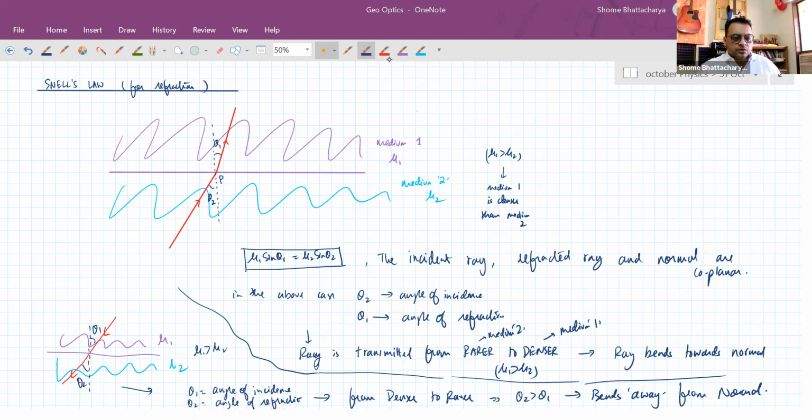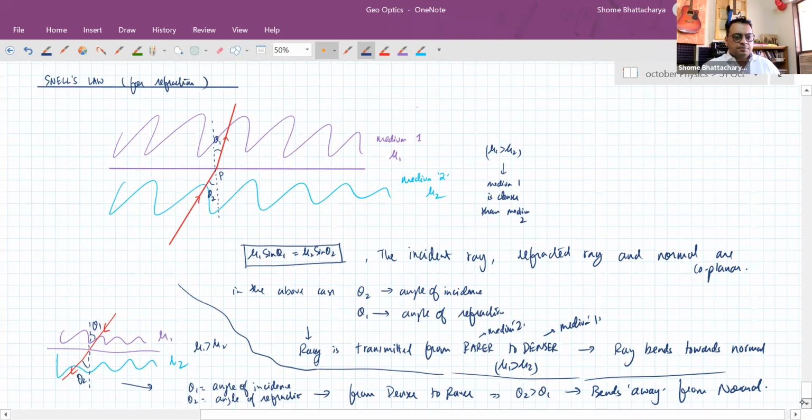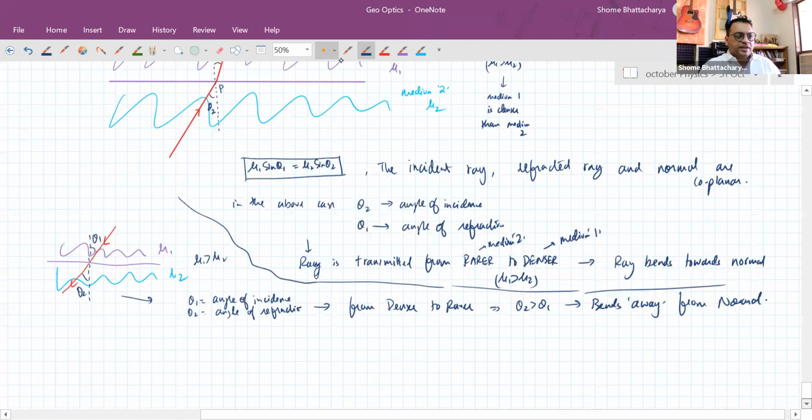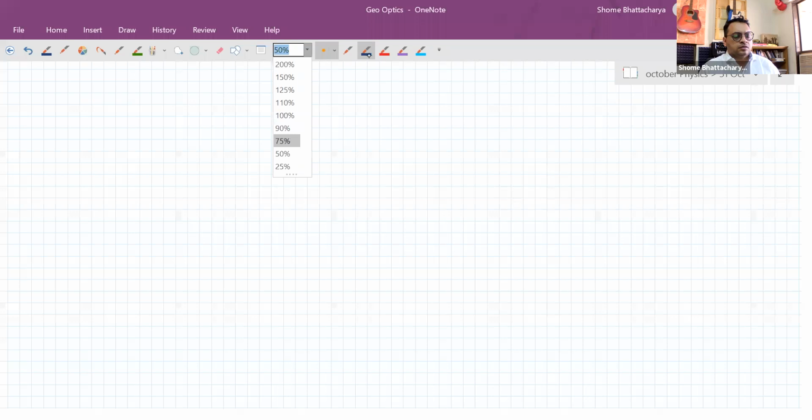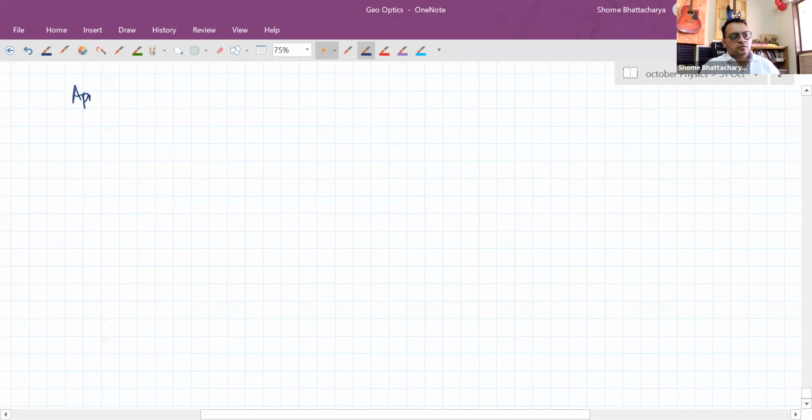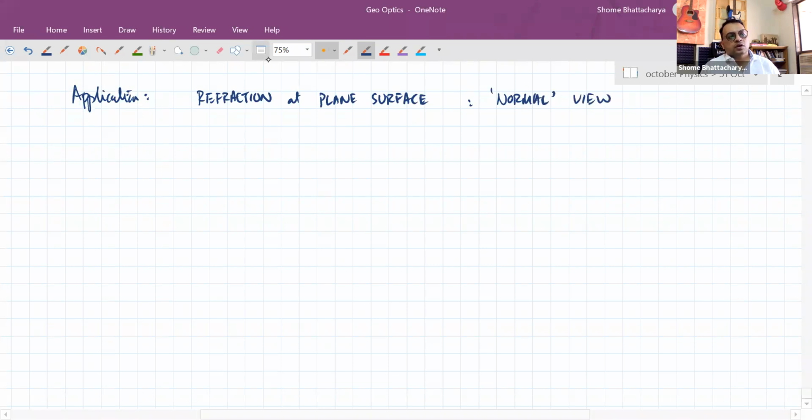Okay, we will. So this is Snell's law. So we will quickly look at the main important application of Snell's law for refraction at plane surface, for what is called normal view. I'll explain what we mean by normal view.